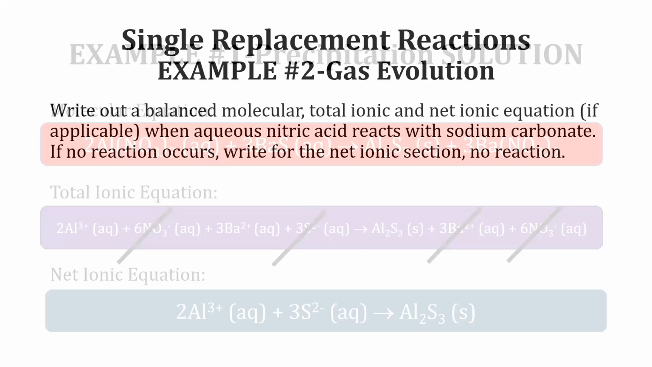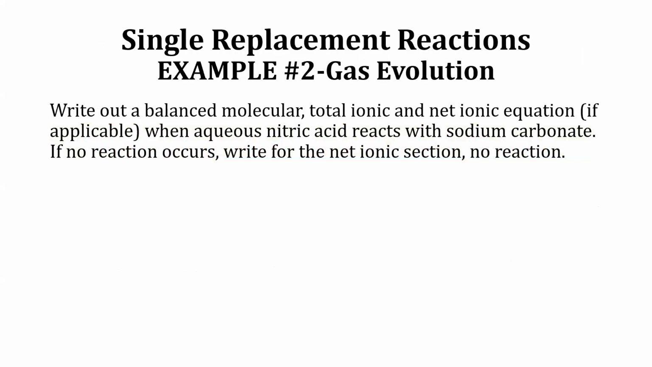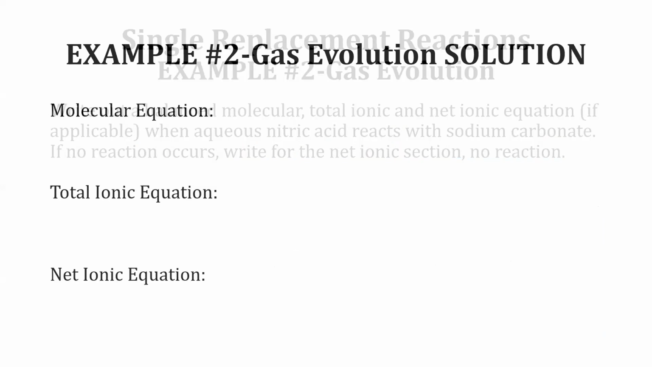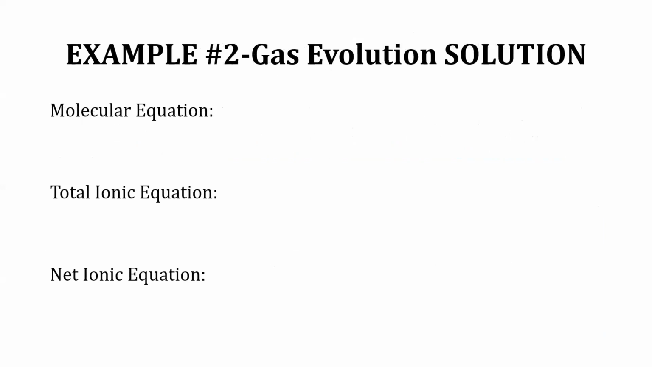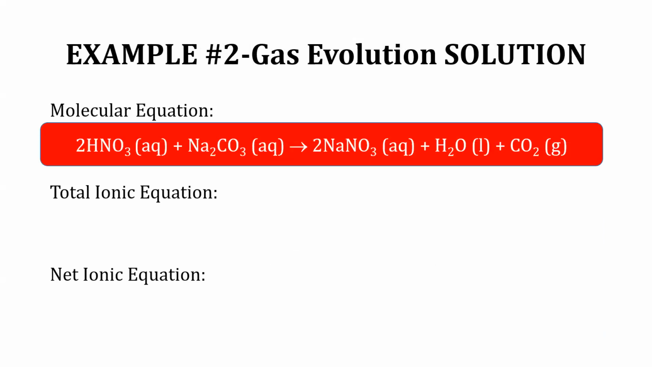Example 2 is a gas evolution reaction. Write out a balanced molecular, total ionic, and net ionic equation, if applicable, when aqueous nitric acid reacts with sodium carbonate. If no reaction occurs, write for the net ionic section, no reaction. Substances are aqueous phase unless otherwise stated. The molecular equation is 2HNO3 plus Na2CO3 forming 2NaNO3 plus liquid H2O plus gaseous CO2.